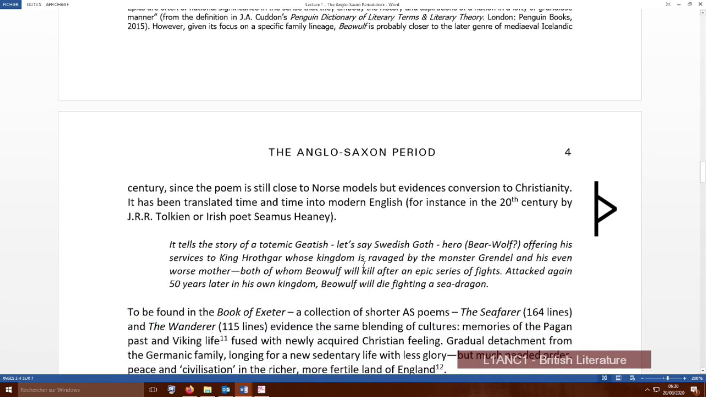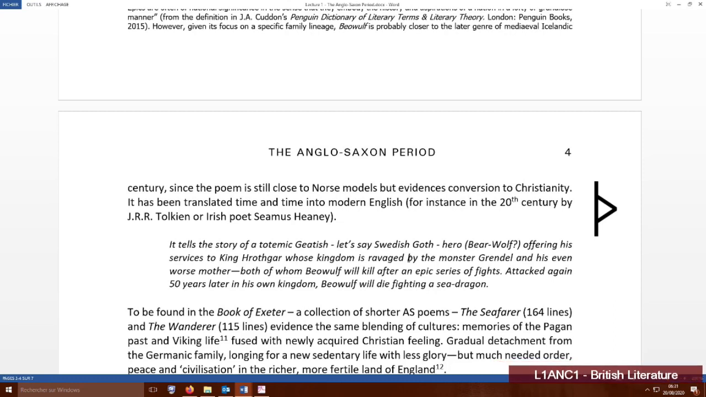In this poem, we have, of course, pagan culture side by side with Christianity. The text is very, very famous. It has been translated time and time again into modern English, for instance, in the 20th century by Tolkien and by the Irish poet Seamus Heaney. It's definitely a must-read. If there is only one book you should read for this first period, it's definitely Beowulf.